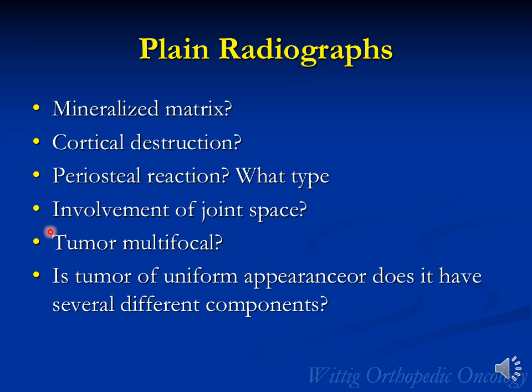Is the tumor multifocal? Is the tumor uniform in appearance, or does it have different components? Is it biphasic, such as a dedifferentiated chondrosarcoma, where you can see a low-grade type of cartilage tumor next to a high-grade aggressive appearing lesion, or continuous with an aggressive appearing area that signifies the dedifferentiated or the high-grade sarcoma component.